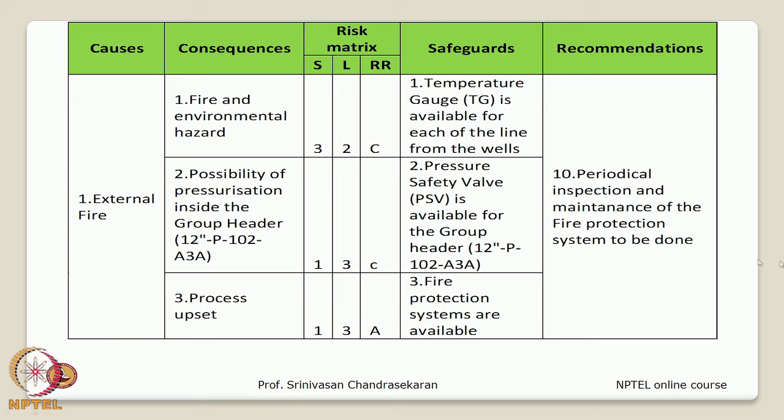However, we recommend periodic inspection of the specific system against fire protection, because all these temperature gauges, pressure safety valves and fire protection systems need to be periodically inspected, tested and maintained properly, so that these safeguards can really control the consequences or the effect of consequences which arise from these causes. This is a very interesting part I want to discuss here. Even though you say these consequences can be easily taken care of by already existing safeguards like temperature gauge, pressure safety valve, and fire protection systems like sprinklers, you must ensure in the report that they are all maintained properly.